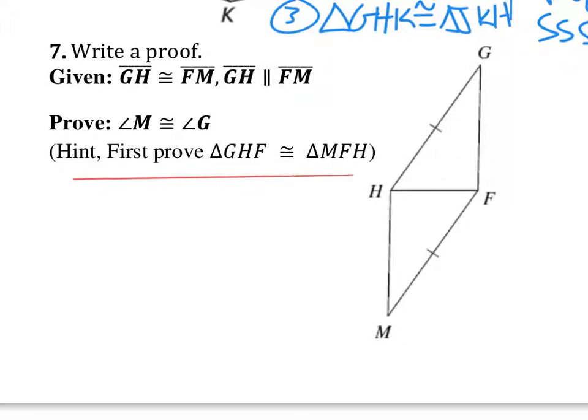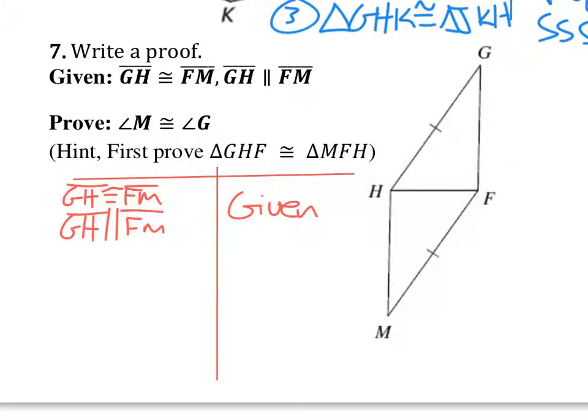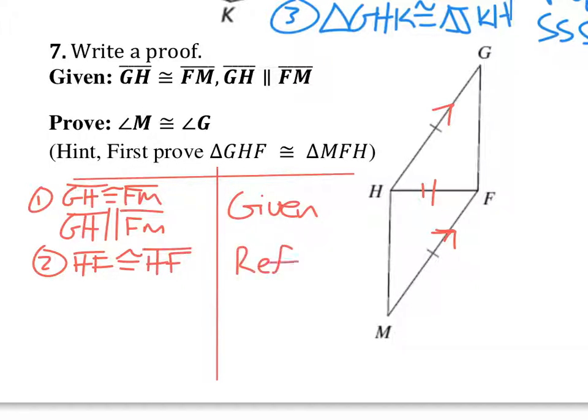So now we've got another one here. We always start out with our given information. So there's our given, that GH is congruent to FM and also GH is parallel. It's useful to mark these things if they're not already marked. So they're parallel, we'll put our little arrows there. Right away, we should notice we've got our reflexive property going on here. HF is congruent to HF. Always looking for that reflexive property, because that happens when two triangles share the same side.